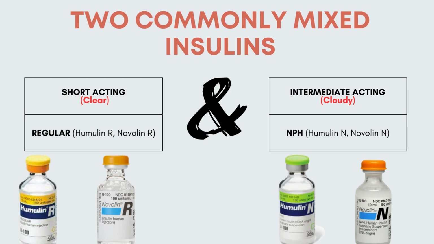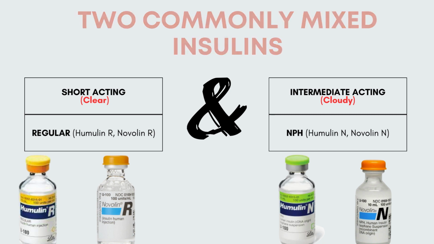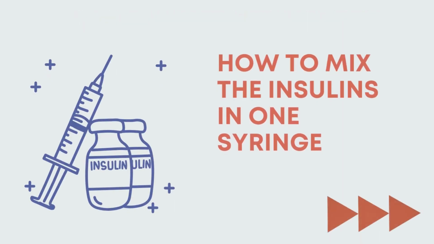So we would typically and can mix these two insulins in one syringe. In case your physician orders both of them to be given to your patient, instead of pulling them up in different syringes and having to stick your patient twice, you can just mix them in one syringe and administer them to your patient at one time. So finally, we're going to look at how to actually go about mixing these two insulins in one syringe.